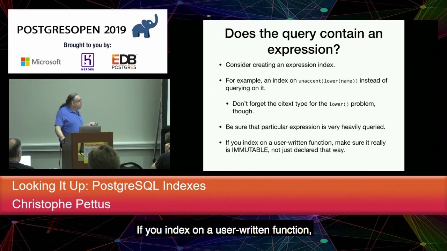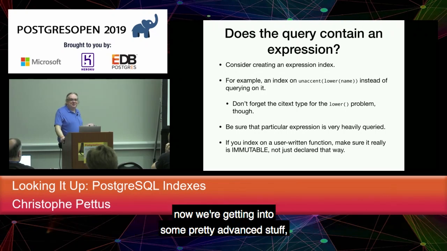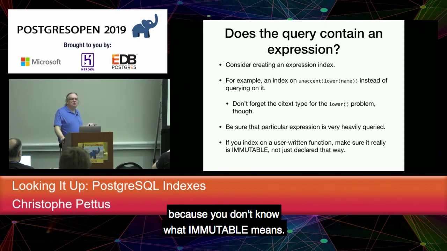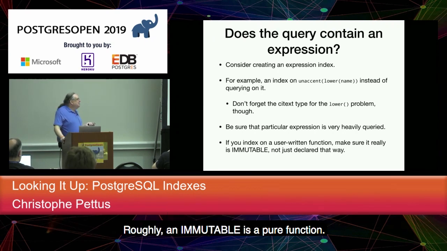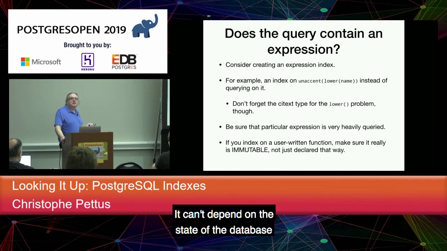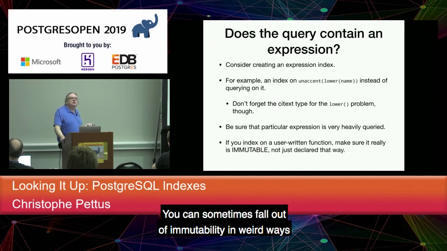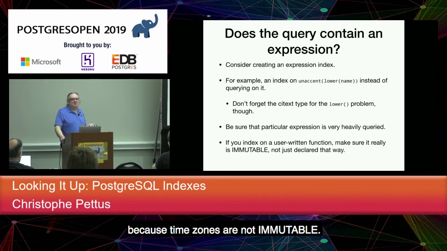If you index on a user-written function, now we're getting into some pretty advanced stuff, but you can do it. Make sure that it really is immutable, that you didn't just declare it immutable because you don't know what immutable means. Roughly, an immutable function is a pure function. It can only depend on its inputs. It can't depend on the state of the database or the state of the system. You can sometimes fall out of immutability in weird ways, like doing time zone operations, because time zones are not immutable.